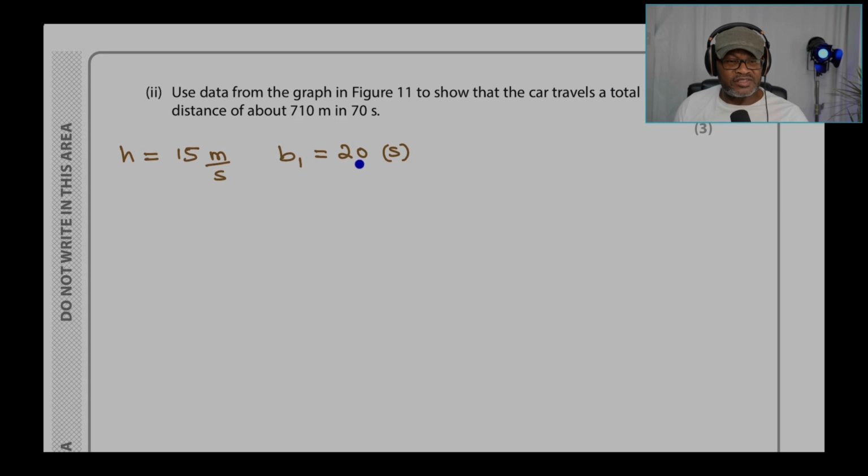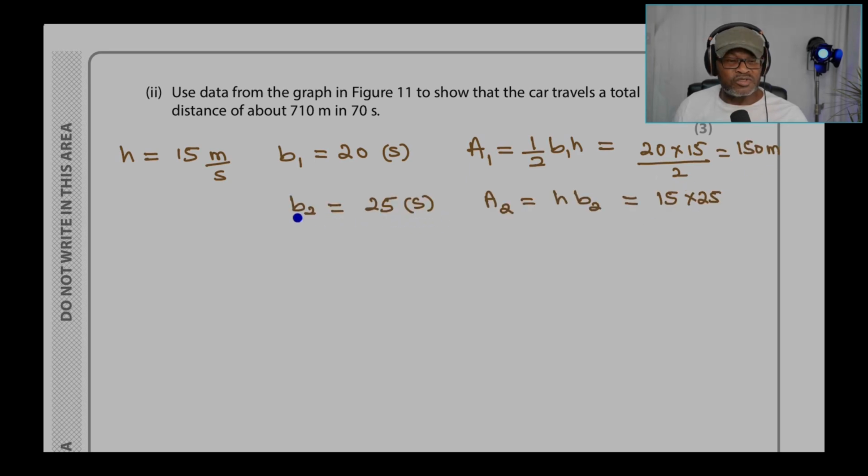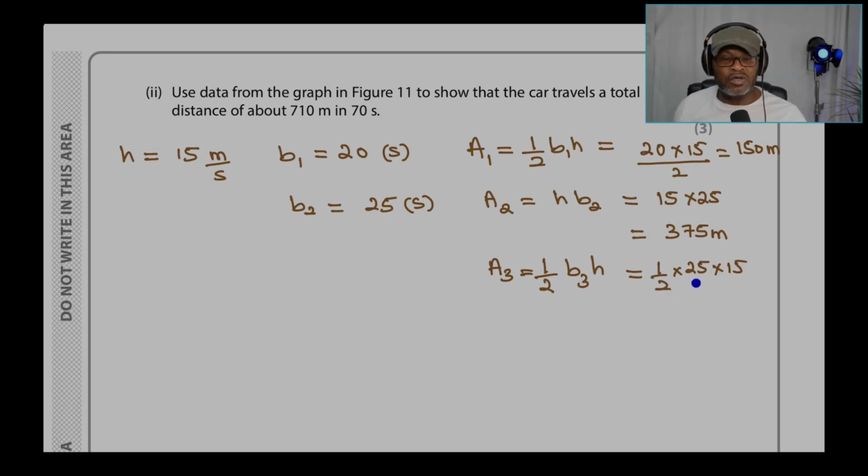B1 is 20 seconds. A1 will be a half B1H, and that will be 20 times 15 over 2, and that gives 150 meters. Next one is B2 equals 25 seconds. A2 will be HB2. We know H is 15 meters per second. That will be 15 times 25. That's 375 meters. A3 will be a half B3H, and we know B3 is 25, H is 15, a half of those will give you 187.5 meters.